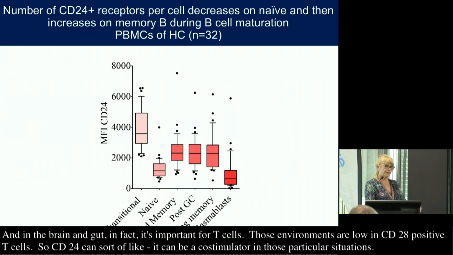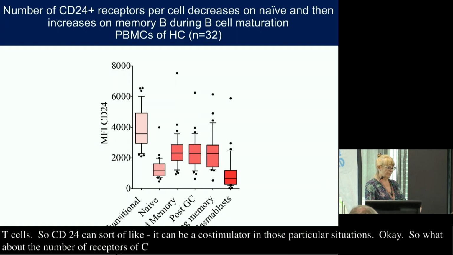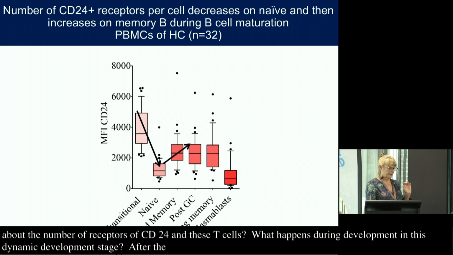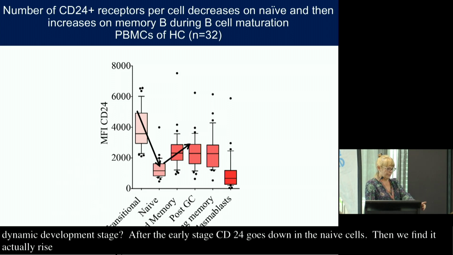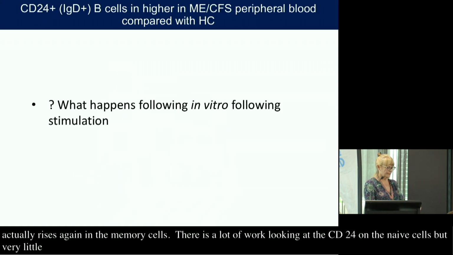Okay, so what about the number of receptors of CD24 on these B cells? What happens during this dynamic development stage? Well, after the early stage, CD24 goes down in the naive cells, and then we found it actually rises again on the memory cells. So there's a lot of work looking at CD24 in the naive cells, but very little on the memory cells. So we were interested in what was going on.